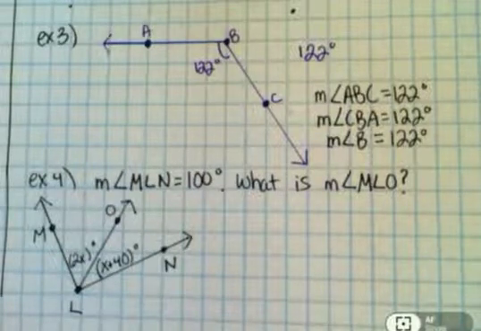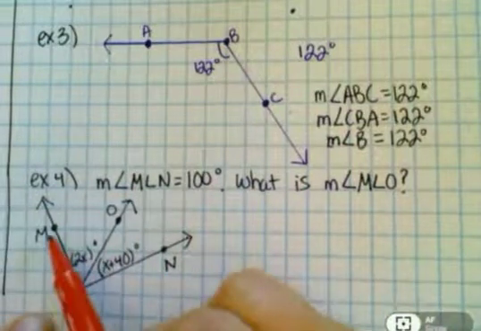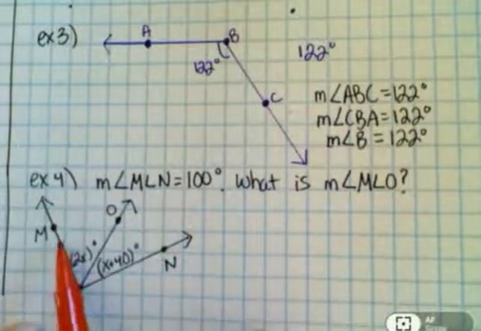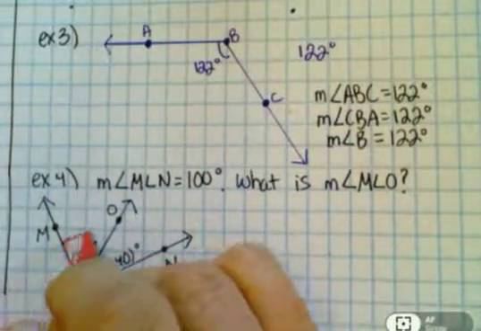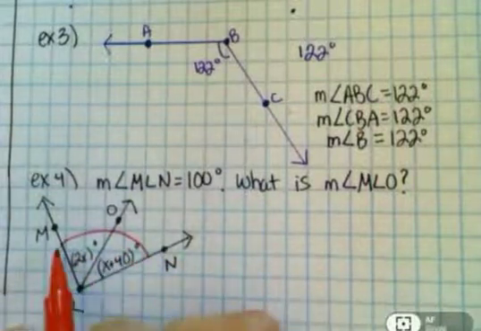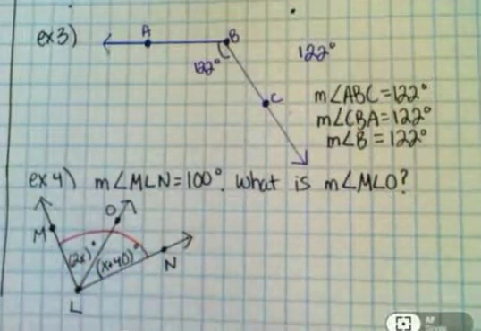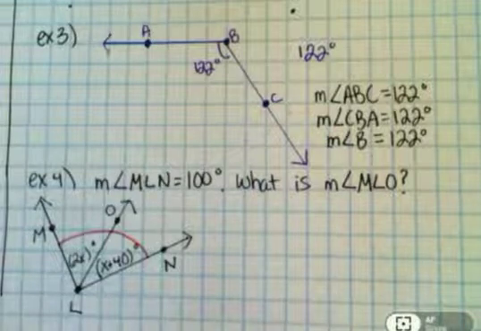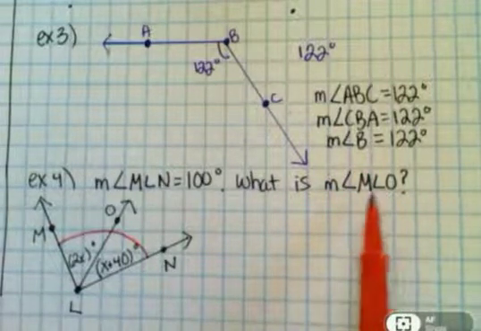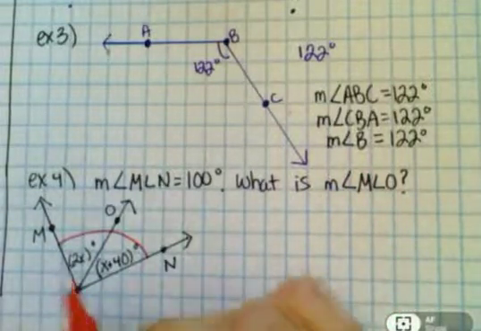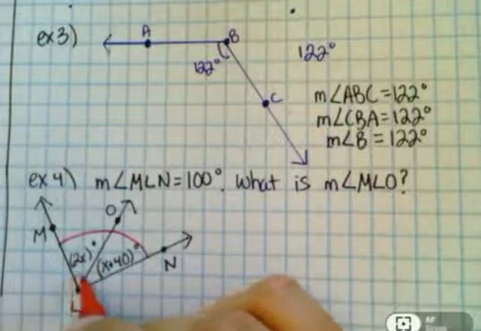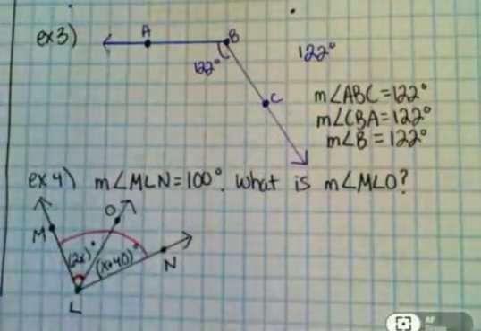And let's just try to get a sense of what this problem is talking about. It's saying the measure of angle MLN equals 100 degrees. So MLN is this big angle that goes all the way from here to here. So all of that put together is 100 degrees. And it's asking, what is the measure of angle MLO? So MLO is just this bit right here.